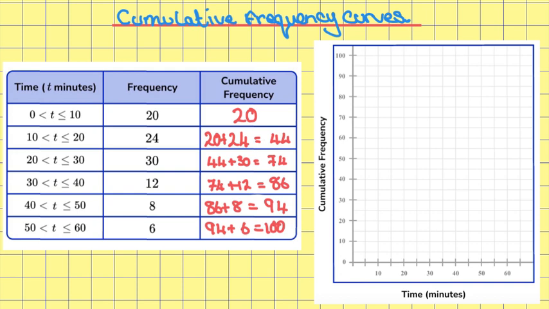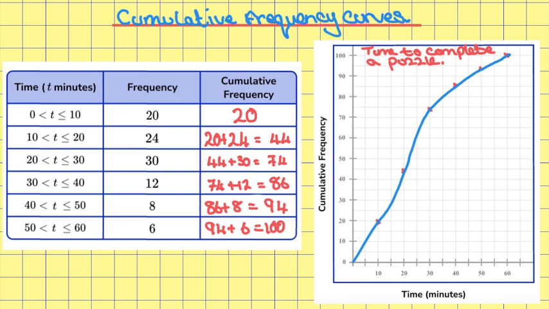Once you have plotted the points, you join the points with a smooth curved line. So I've joined in a nice smooth curve. I always find it's easier to draw it from the top down to the bottom, going below the data points. And the final thing you need to do, like with any other graph, is to make sure you add a title to the cumulative frequency curve. So in this case, it's the time to complete a puzzle.